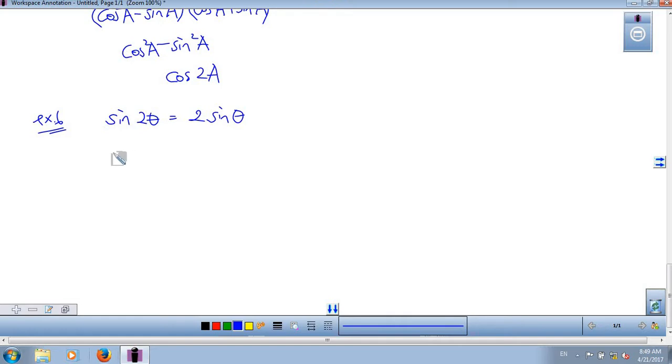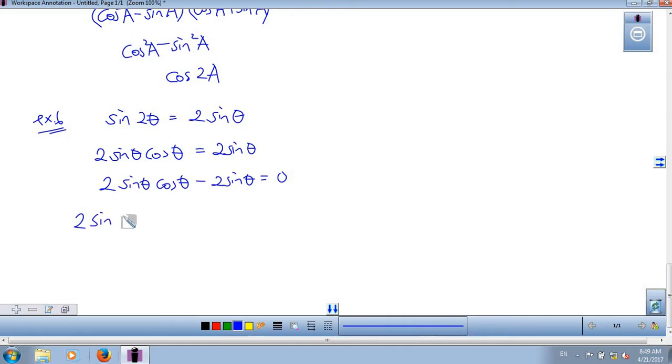Alright, so sine 2 theta, let's go ahead and simplify this first. This becomes 2 sine theta cosine theta equal to 2 sine theta, right? Now we don't want to cancel out the 2 sine theta on the left hand side and right hand side. It's tempting to do that, but if we do that, we will lose solutions. So we want to move them to the same side: 2 sine theta cosine theta minus 2 sine theta equal to 0. And then we want to use factoring.